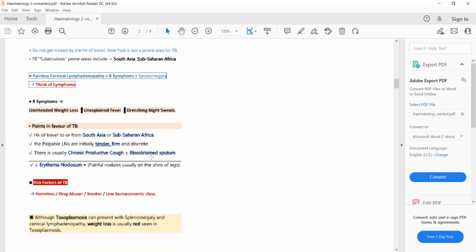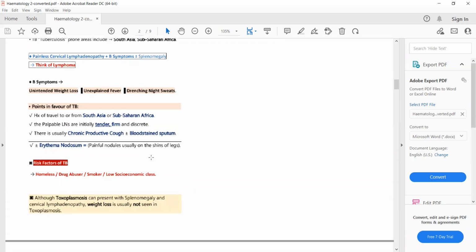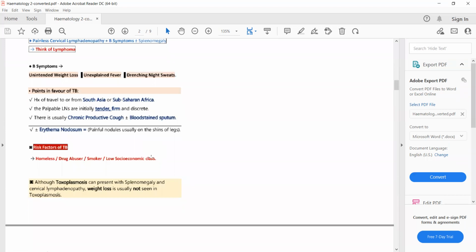Points that will favor TB in these kinds of scenarios include a history of travel from South Asia or Africa, and the lymph nodes will be initially tender, and there will be chronic cough plus hemoptysis, and sometimes erythema nodosum, that is, painful nodules on the shins of the leg. Other risk factors for TB include homeless persons, drug abusers, smokers, and low socioeconomic class.